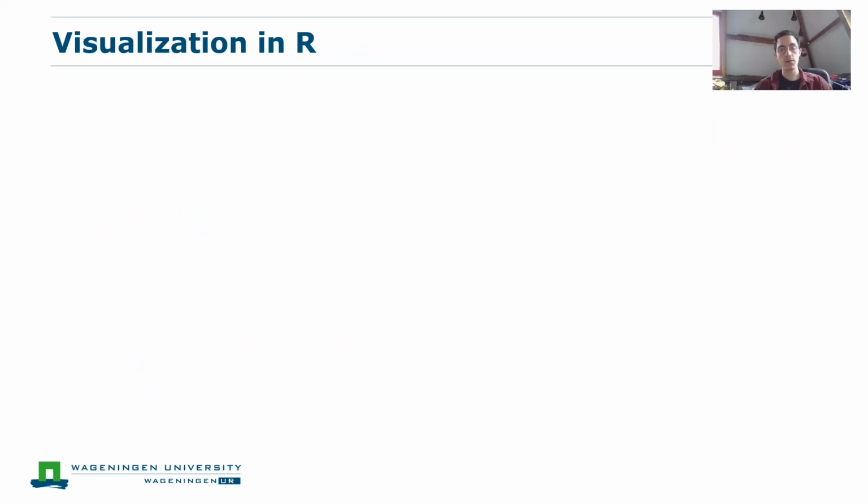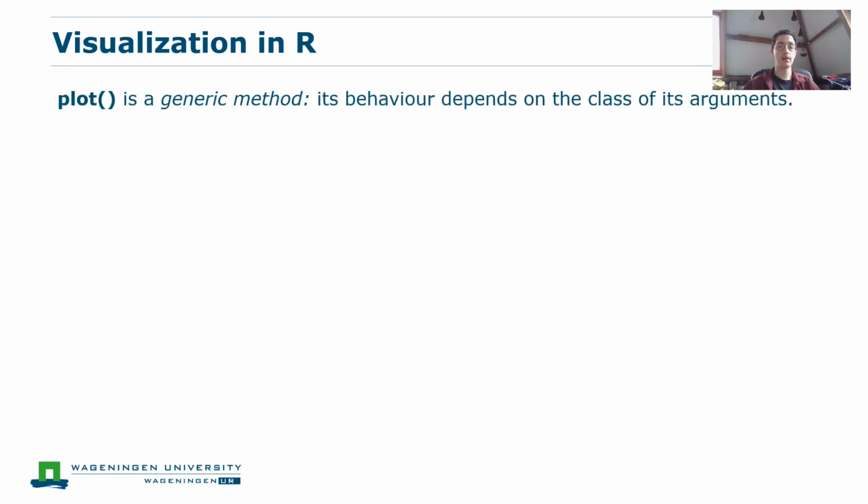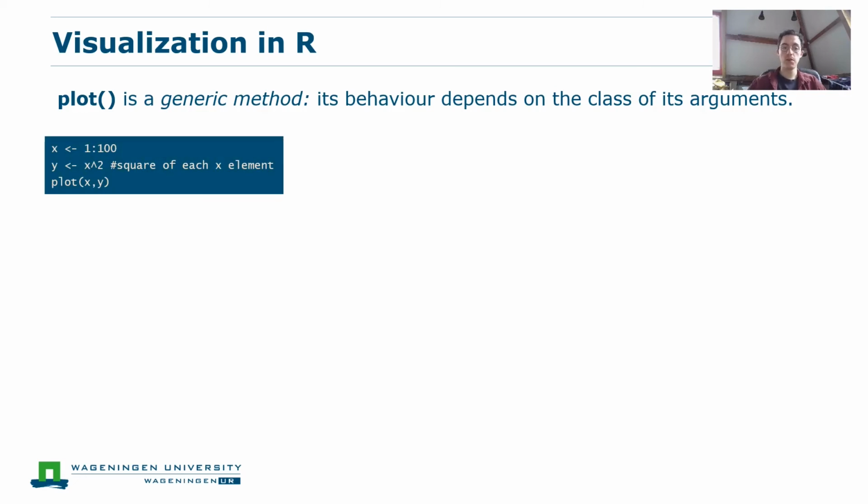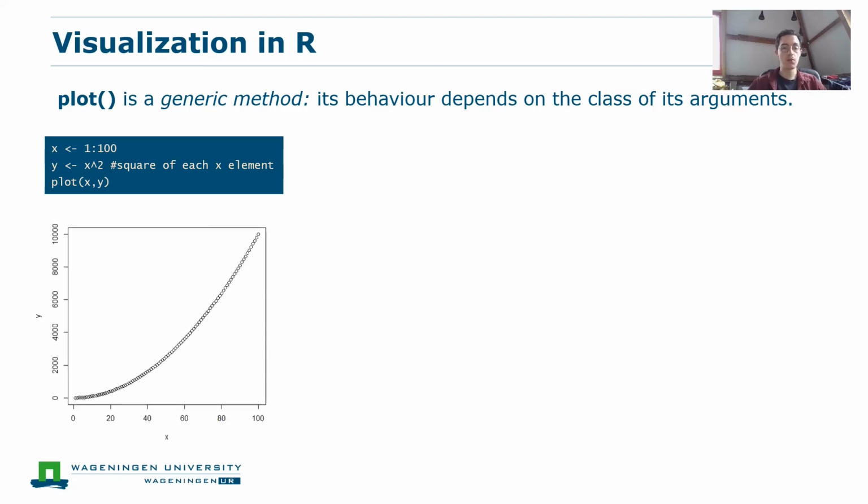Now, one of the more powerful things of R, as I said before, is its visualization. And in that sense, there is one function that is core to it. It's the function plot that helps you create plots. Now, plot is not actually a function, it is what we call a generic method. And depending on the class of the arguments that it receives, it will use one function or another to create an output. So for instance, if I provide plot with two variables x and y that contain just numbers, it will create a scatter plot of those numbers.